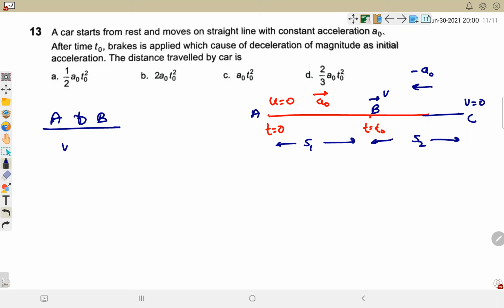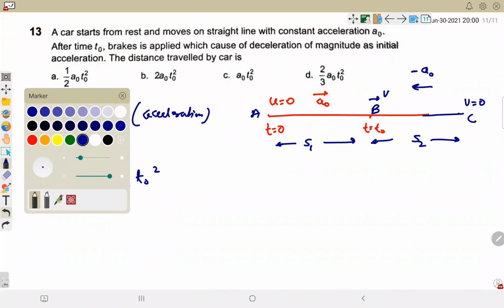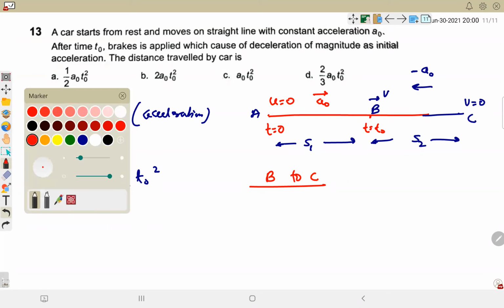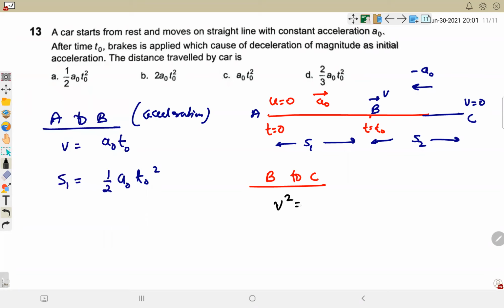So how much is the velocity at that time? v is equal to u plus at, so a naught t naught, and the displacement covered is ut plus half at square, so half a naught t naught square. A to B is under acceleration and B to C is under retardation. From B to C it is going under retardation, due to which v square is equal to u square minus 2as. We can use this equation. Final velocity is 0.